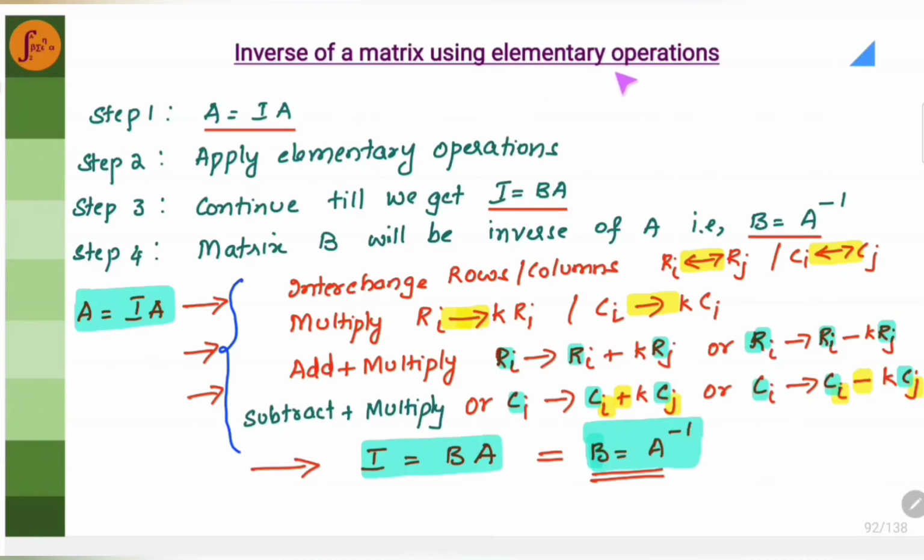What are the elementary operations that we can do? We can interchange rows and columns. We can multiply elements in a row with a constant number, a scalar number. We can also multiply the column elements with a constant number. Then you can add and multiply. That is, you can add the elements of one row with the elements of another row and also get it multiplied. So there are 3 operations that can be done in rows and 3 operations that you can do for columns. Clubbing all these operations, we can find the inverse of a matrix.